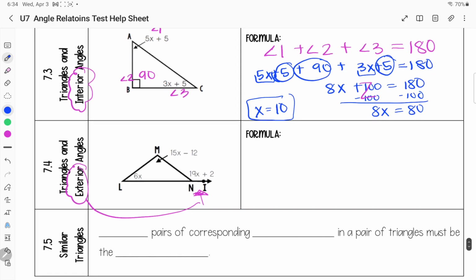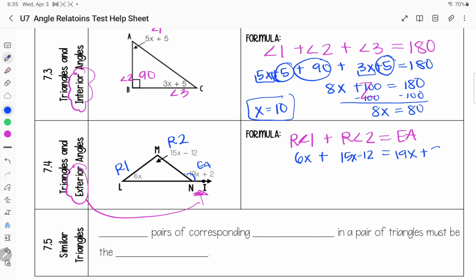All right, now the difference again, if you have an exterior angle, we're going to have a remote angle 1 and a remote angle 2. And then this one here, this outside one, is my exterior angle. This formula states you're going to take remote angle 1, add it to remote angle 2. And remember, our remote angles do not touch our exterior angle. Set it equal to your exterior angle and solve. So my remote 1 I labeled as 6x. I'm going to add that to my remote angle 2, which was 15x minus 12. I'm going to set that equal to, make sure, 19x plus 2.